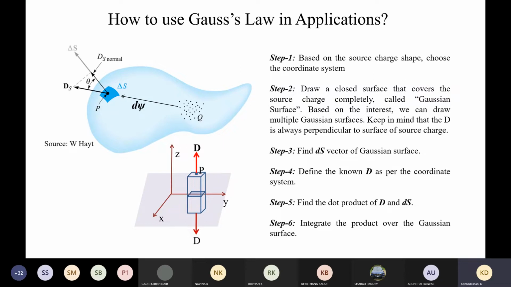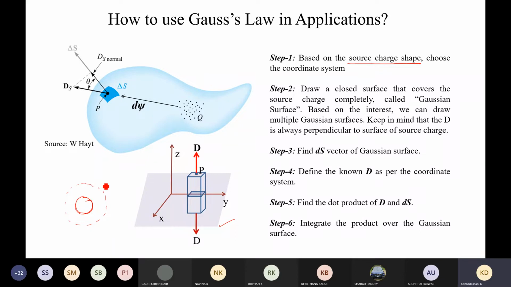What you have to do is first identify the source charge, the charge which is going to excite the electric field or the flux lines. So we have to identify the source charge and its shape, and the shape is going to tell us what type of coordinate system we have to choose. Let's say here it is an infinite charge sheet, and it is preferred to define it with respect to the Cartesian coordinate system. And if you have a charged ball or a sphere like that, then it is best to choose the surface also as a sphere.